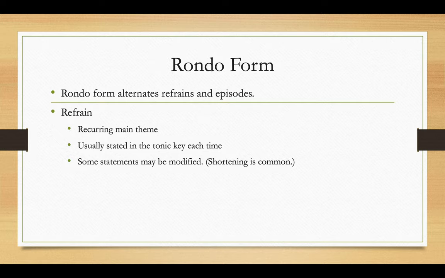Usually the refrain is stated in the tonic key each time it comes back, not just the first and last time. There are exceptions, but the expectation going in is that the refrain will be in tonic every time it comes back. It's possible for the refrain to be modified. The most common modification, especially if you're dealing with a very long movement, is for the refrain to be shortened in one or more of the restatements. There are other reasons that might involve changing the tonal trajectory of all or part of it, or adding material, or adding some embellishment, those sorts of things.